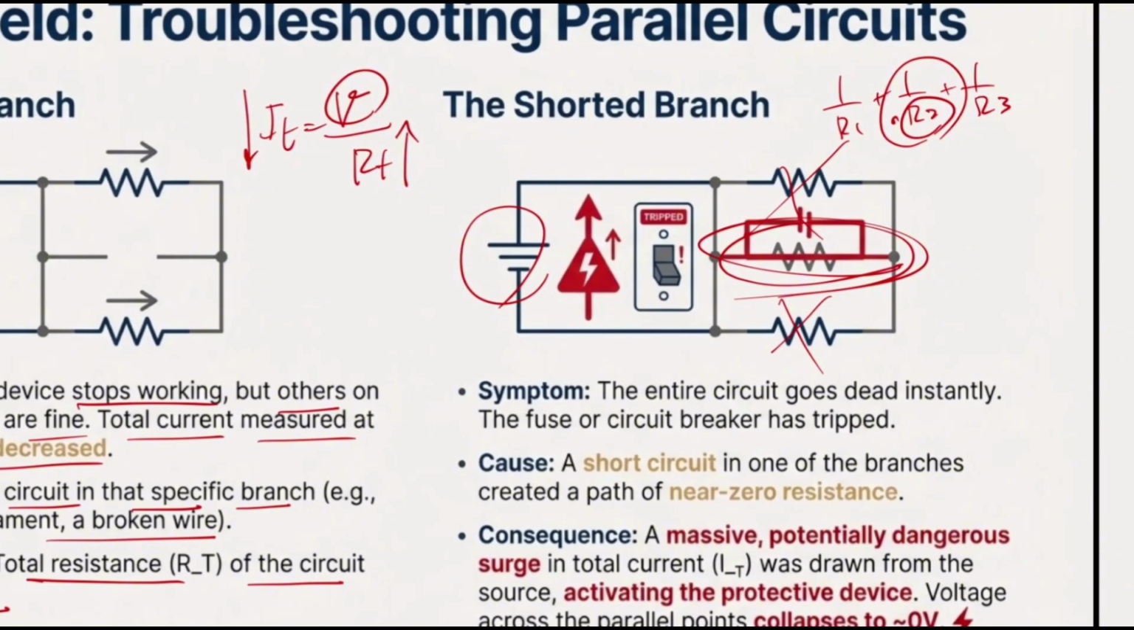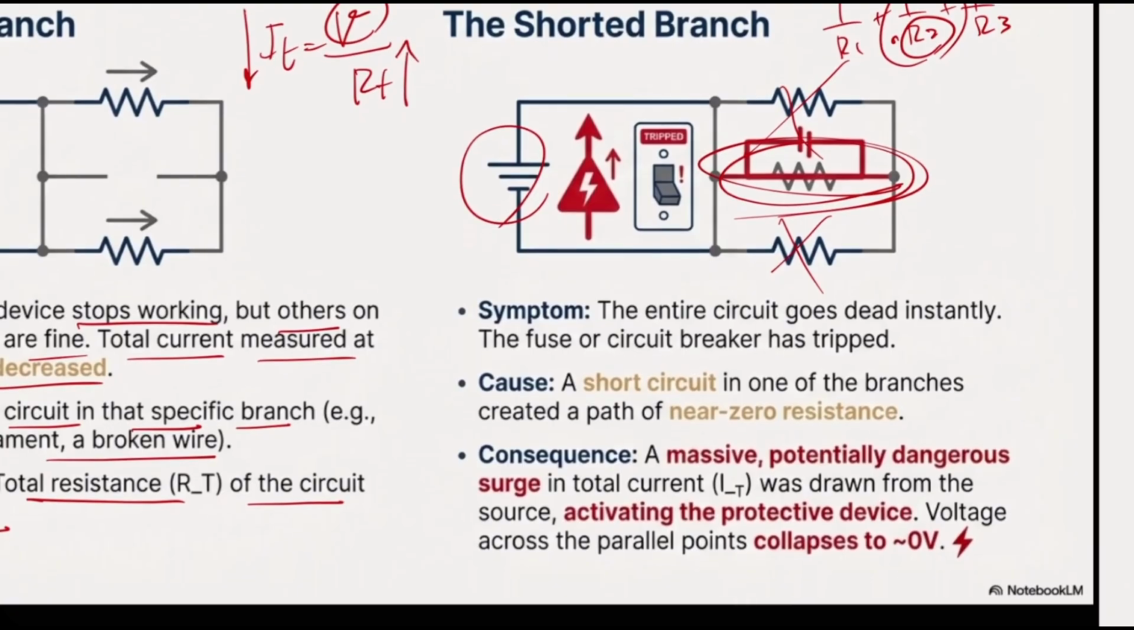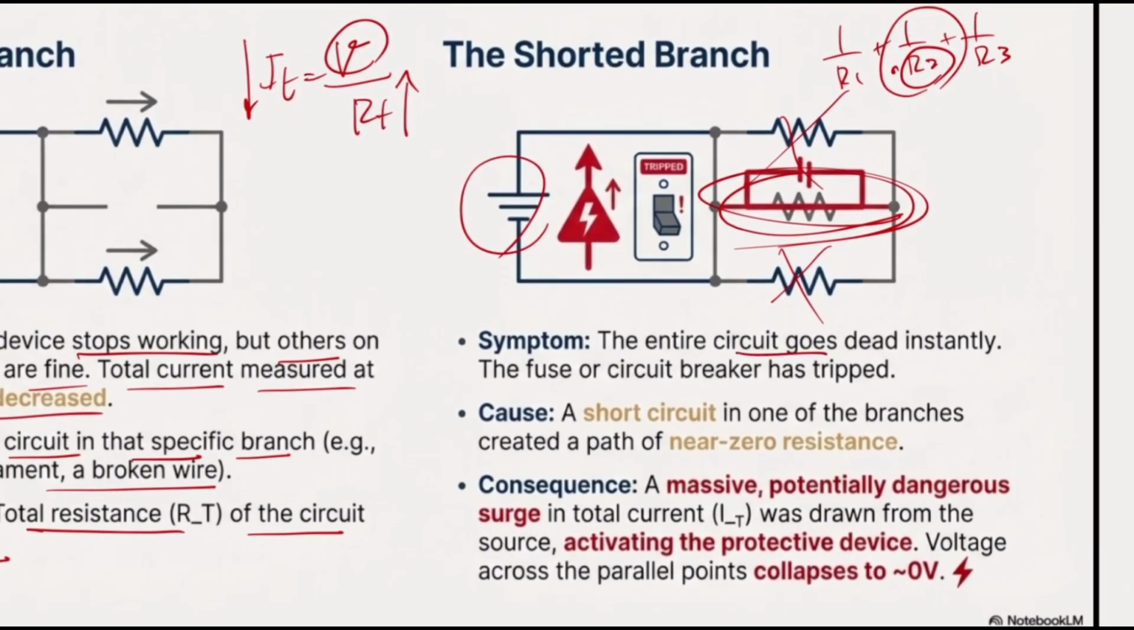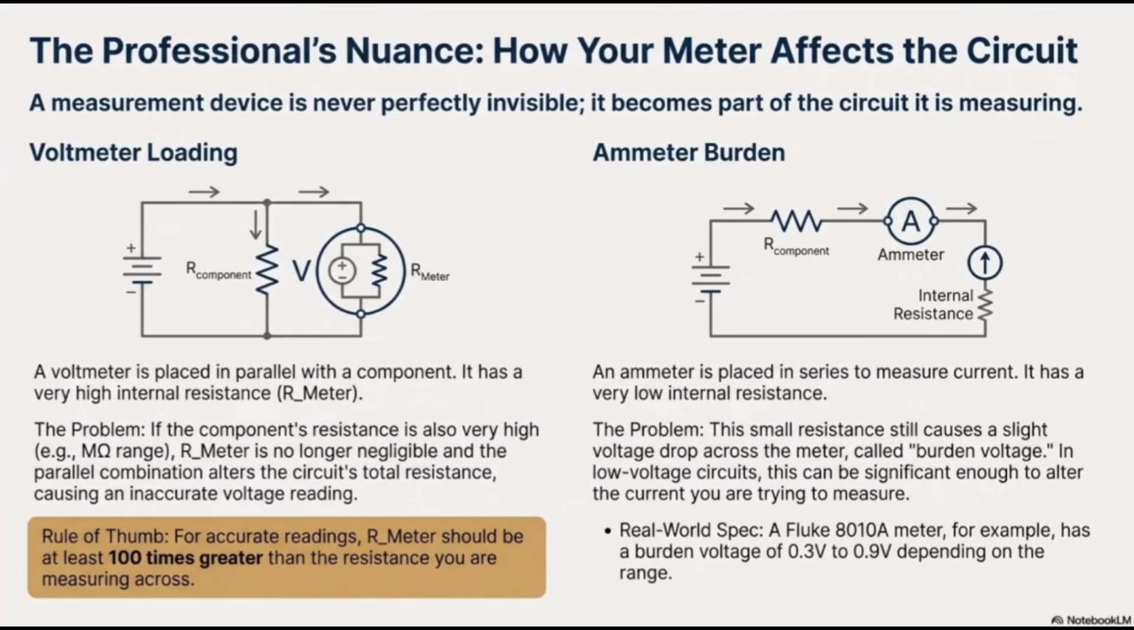So we have to have a fuse. That fuse would be activated and everything would be shut down. So again, the symptom over here is that the entire circuit goes dead instantly because the fuse or circuit breaker should activate. What is the cause? The short circuit in one of the branches, like the second one, third one, doesn't matter. It creates a path of near zero resistance, and the consequence is a massive, potentially dangerous surge in total current, which is something that we don't like to have.